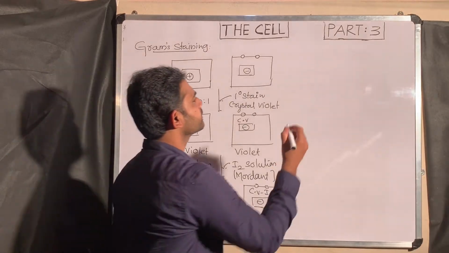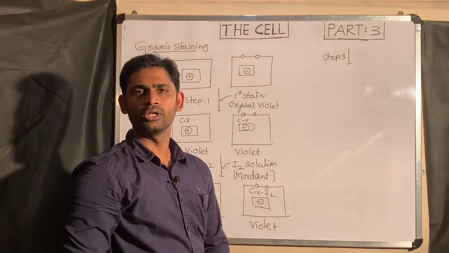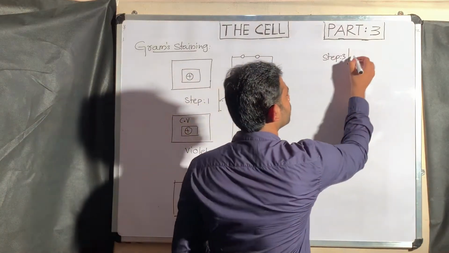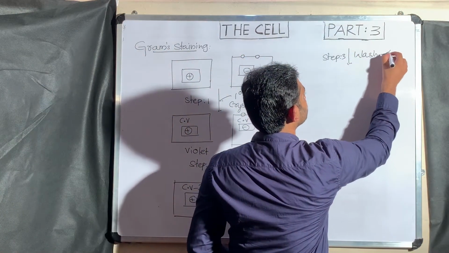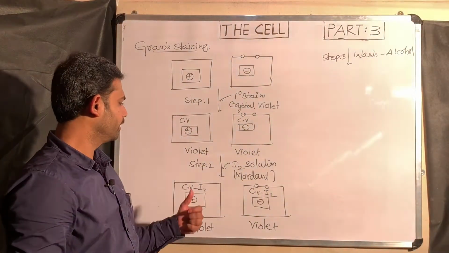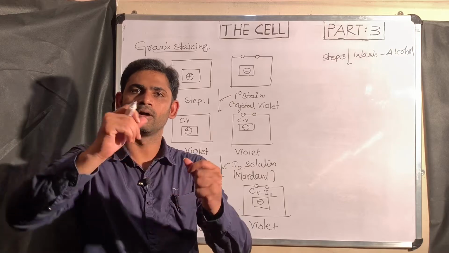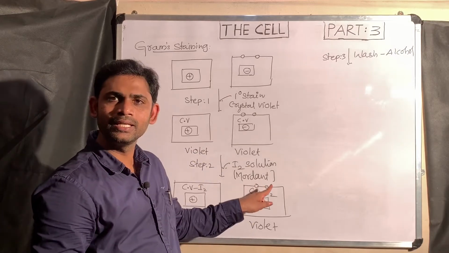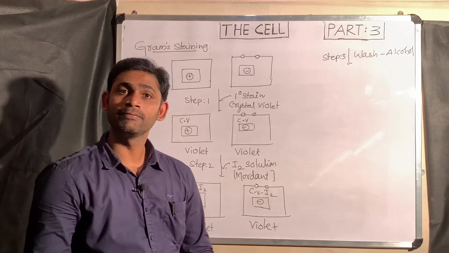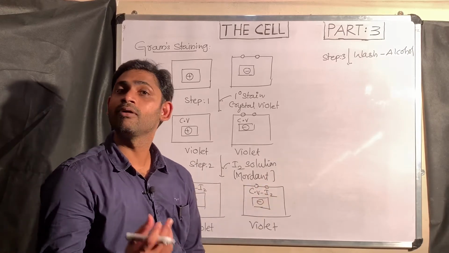Okay, the next is step 3. After adding the iodine solution, we have to wash with alcohol. When we wash with alcohol, first take the gram negative bacteria. When you are washing with alcohol, the alcohol can easily enter into the cell walls of gram negative bacteria. Why? Because of the presence of pores. Because of the presence of pores, alcohol can easily enter into the cell walls of the gram-negative bacteria.